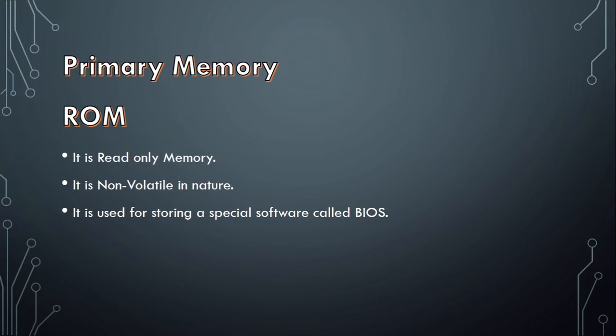ROM. Read-only memory. It stores the data permanently in the computer. That means it is non-volatile in nature. It is a read-only memory. It stores essential information which can be read only but not edited. ROM is used for storing a special software called BIOS, the basic input-output system.